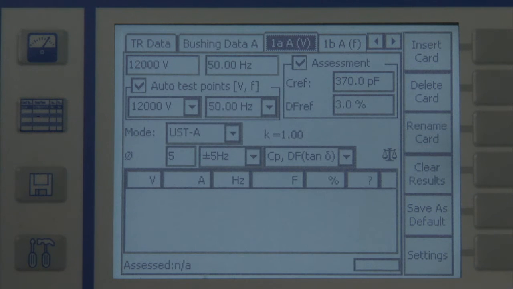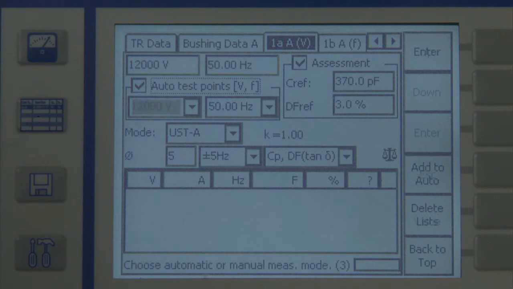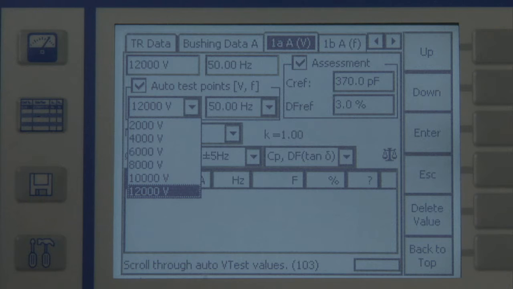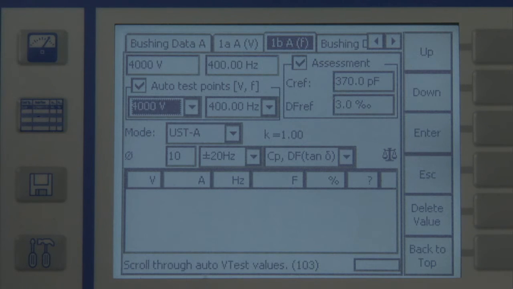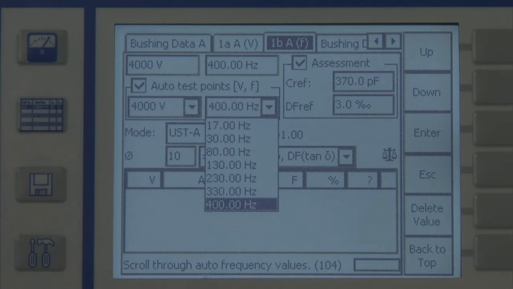The second test card for the bushing of phase A contains the data for the voltage-dependent measurement, in which the dissipation factor or the power factor shall be measured at 2, 4, 6, 8, 10, and 12 kV at power system frequency. The third card includes the previously prepared frequency-dependent measurement. The measurement shall be performed at 17, 30, 80, 130, 230, 330, and 400 Hz.